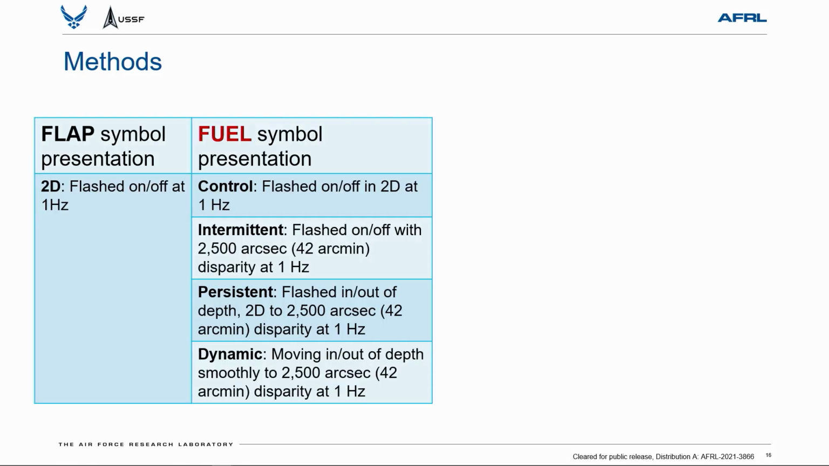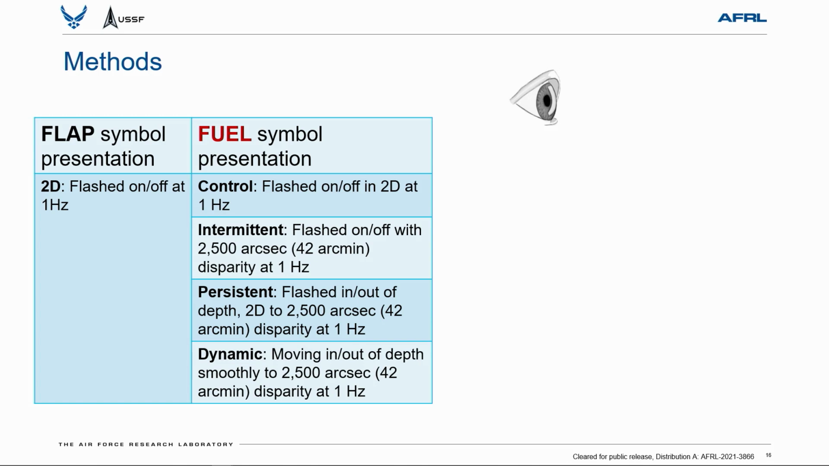And we'll go through the 4 conditions that we had for the experiment. In the control 2D condition, we had both warning symbols, flap and fuel, flashed on and off at 1 Hertz. And that is how a warning alert is currently displayed in an HMD to the operator. For the other 3 conditions, the flap warning symbol would continue to be flashed on and off in 2D. But the fuel warning symbol was now presented in 3 different orientations of stereo depth.